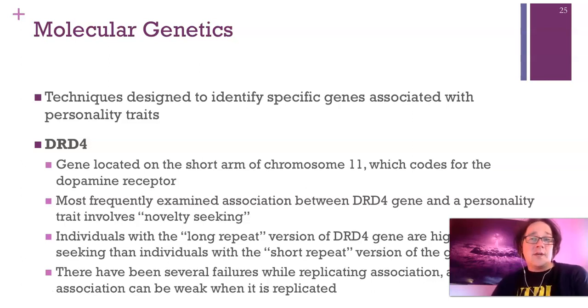There have been several failures when replicating these associations, and the associations can be kind of weak when they are replicated. So, in other words, it's really not that convincing so far, right? But to be fair, this is a brand new area, really the past 20, 30 years. So it's really in its infancy. And again, I don't need to knock the basic concept of it. If we can identify genes that cause genetic predispositions to certain diseases, or certain mental illnesses, or destructive behaviors, and we're able to learn how to treat those types of things, I'm all for it.